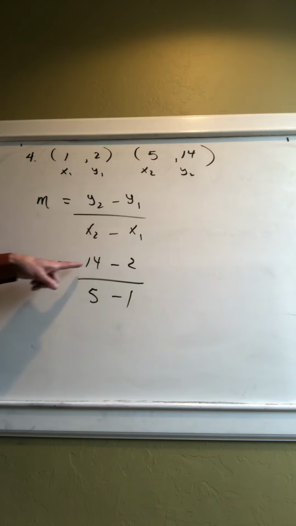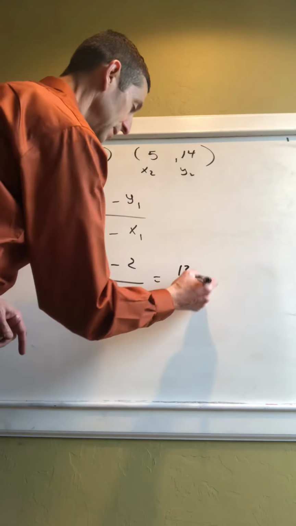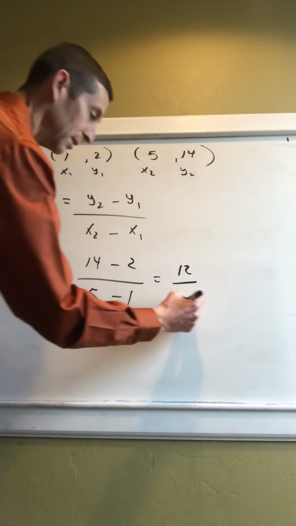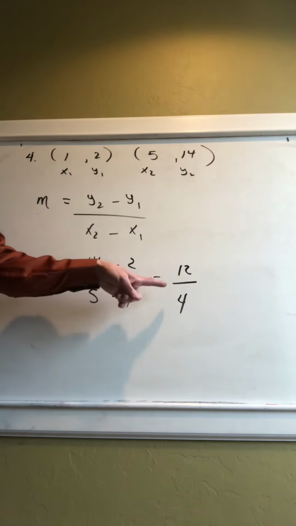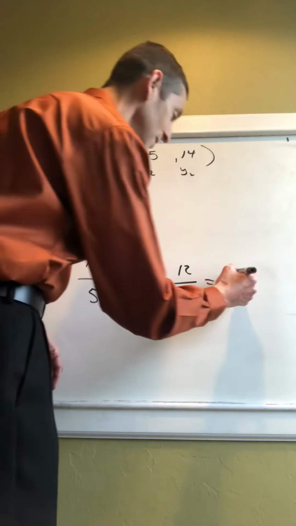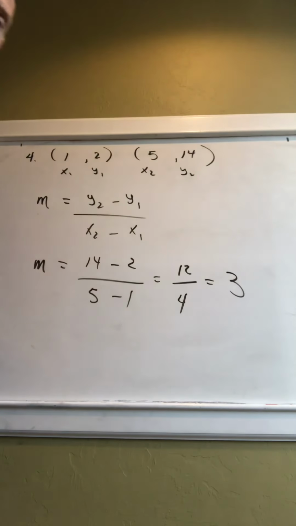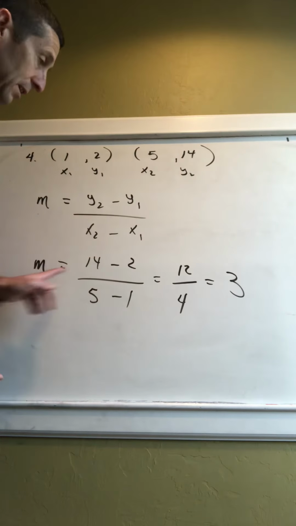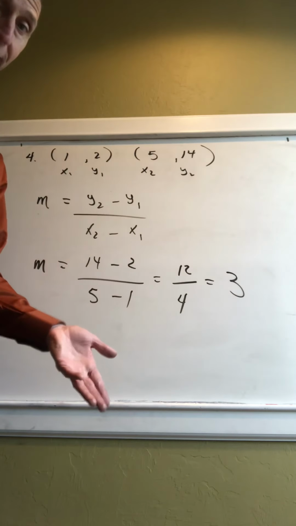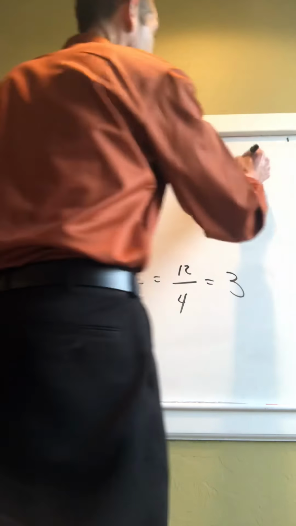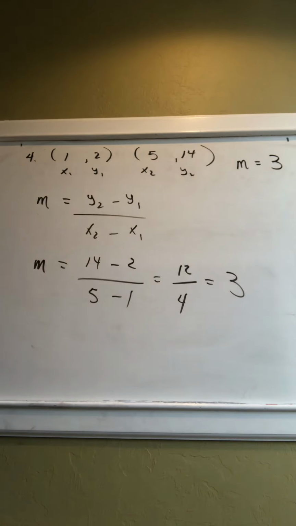All right, let's do some math. 14 minus 2, that is a 12. 5 minus 1, that is a 4. You have 12 divided by 4, and that will get you 3. So you got to find 2 things. You got to find m equals 3, and you got to find b. Well, we've got one of them. We've got m equals 3 right there. Okay, this time I'm not going to erase that.